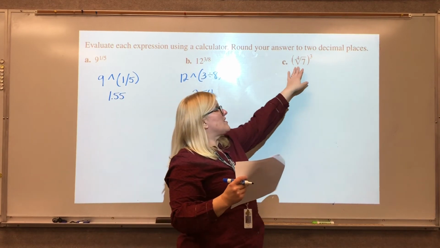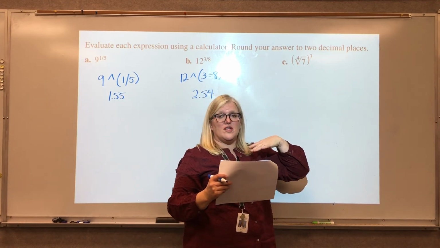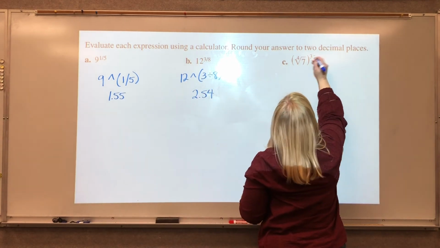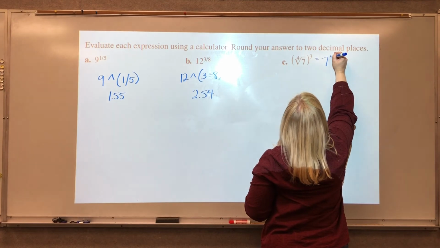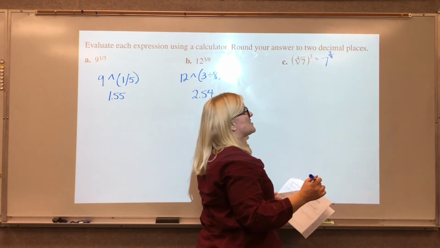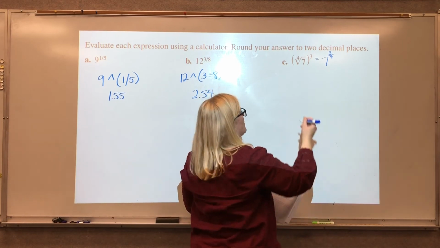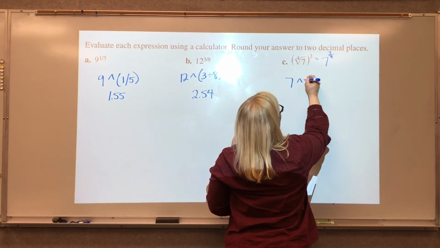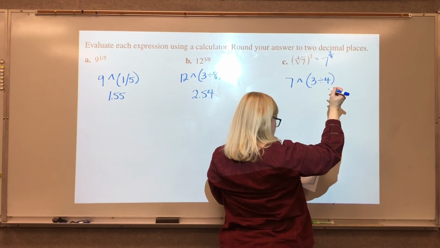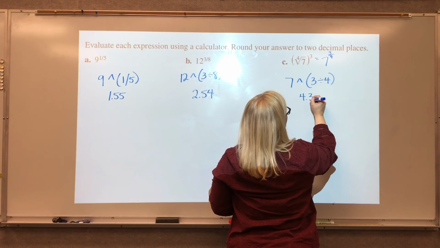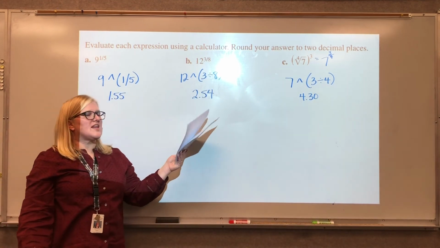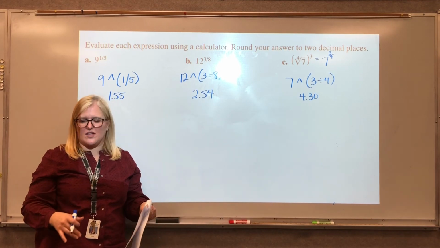Okay, this one I think needs to be put in exponential form. All right, so this is my index, so that goes on the bottom, and then this is what power it's going to. So this is 7 to the 3/4 power. So I got 7 caret 3 divided by 4, and I get 4.30. Okay, so that might be worth getting out your calculator and just making sure that you know how to do those.